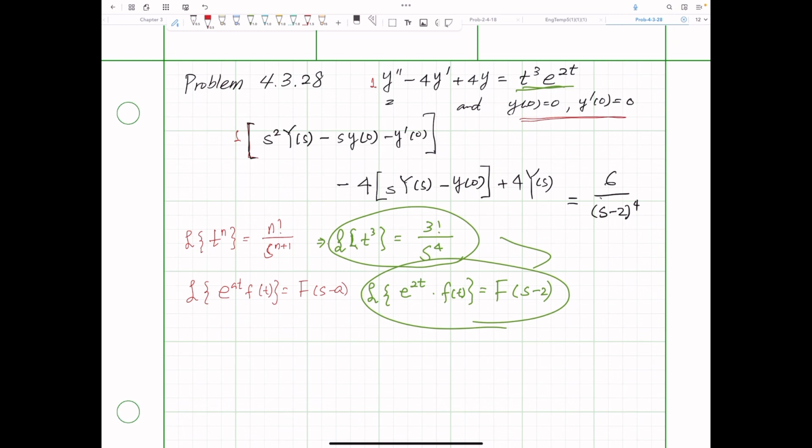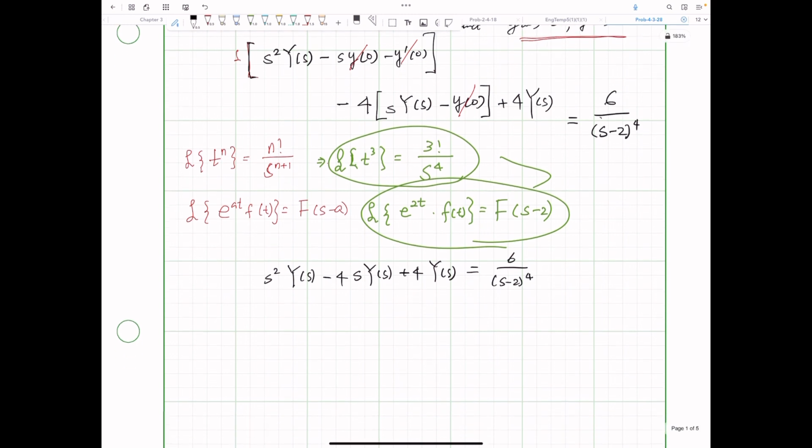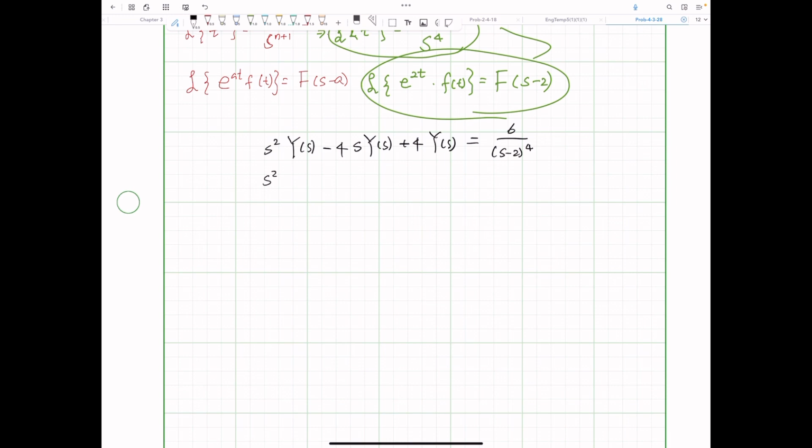Use the initial conditions. They're all 0 initial conditions, so those terms all go away. Then we have s squared Y of s minus 4s Y of s plus 4 Y of s equals 6 over s minus 2 to the power of 4. If you factor out Y of s, we have s squared minus 4s plus 4 times Y of s equals 6 over s minus 2 to the 4. And this is s minus 2 squared, right?